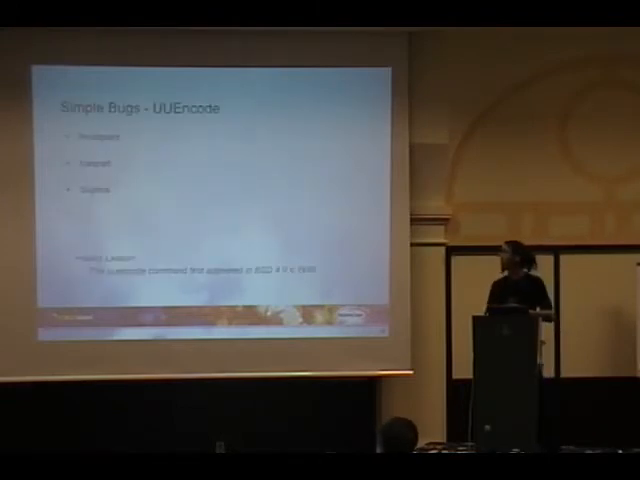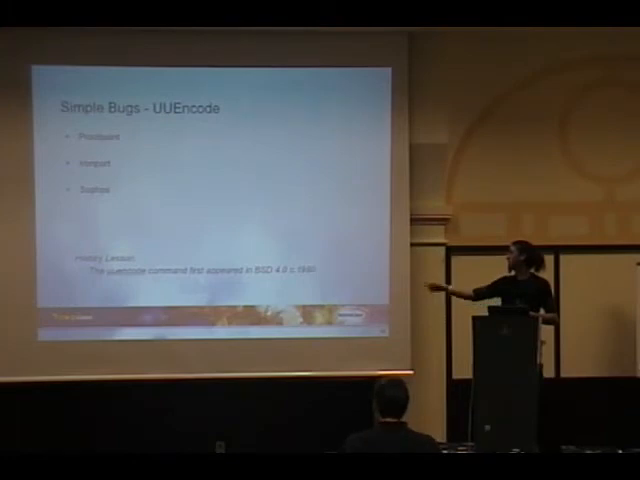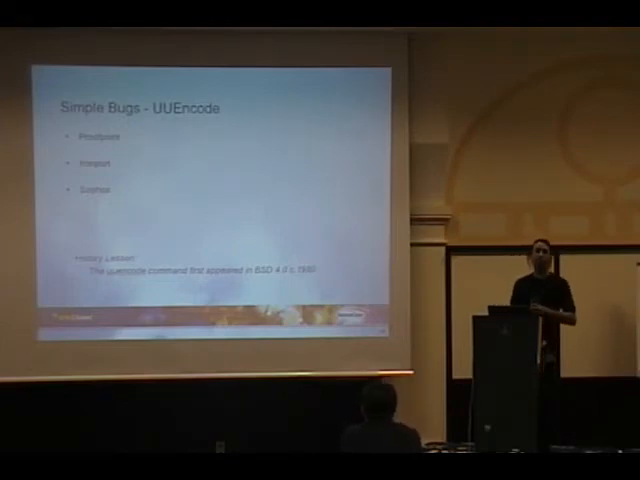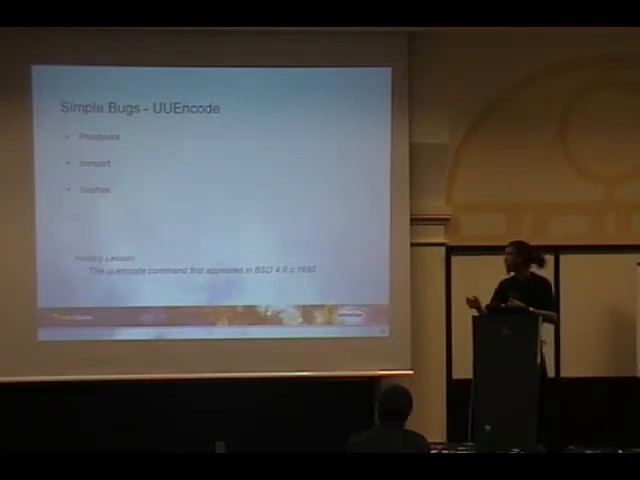Simple bugs. So UU encode. We all know what UU encode is. We've UU encoded file names before. This command first appeared in BSD4 in the 1980s, and these 3 vendors here can't strip UU encoded attachments. It's pretty poor. The strange thing is these are the 3 vendors that have Unix-based appliances. So you'd think they'd know.